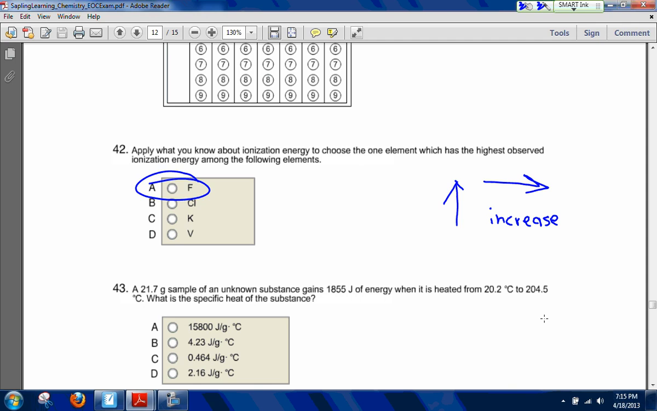Now remember, ionization energy is how much energy it's going to take to rip an electron off or form an ion. If I am really close to getting my 8 electrons around me, it's going to be really difficult to pull an electron off. That's why fluorine holds on so tight.